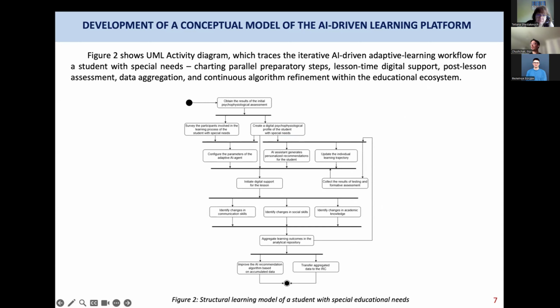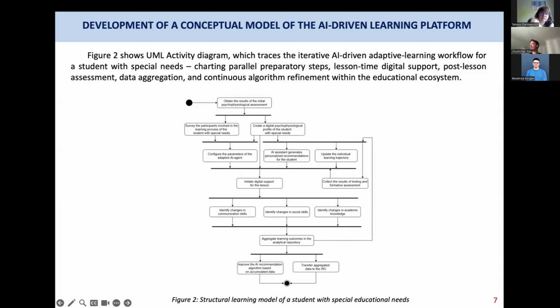This diagram represents the UML activity model, which outlines a step-by-step adaptive learning workflow for a student with special educational needs. The process begins with the acquisition of initial psychophysiological assessment results, which are then used to survey stakeholders and generate a comprehensive digital profile of the student. Following this, the adaptive AI agent is configured and begins generating personalized recommendations.